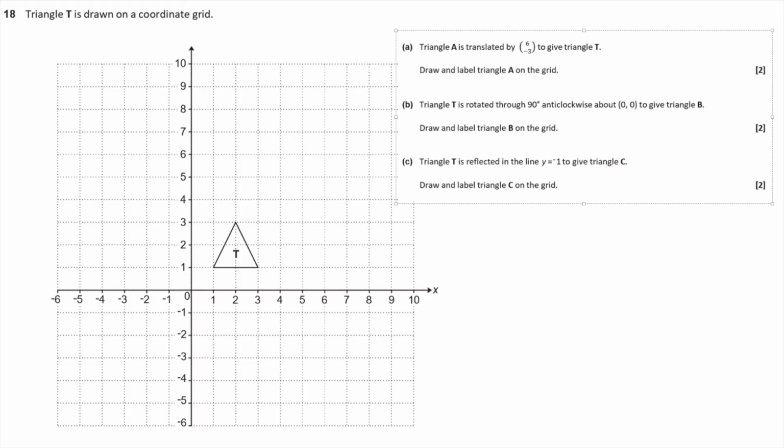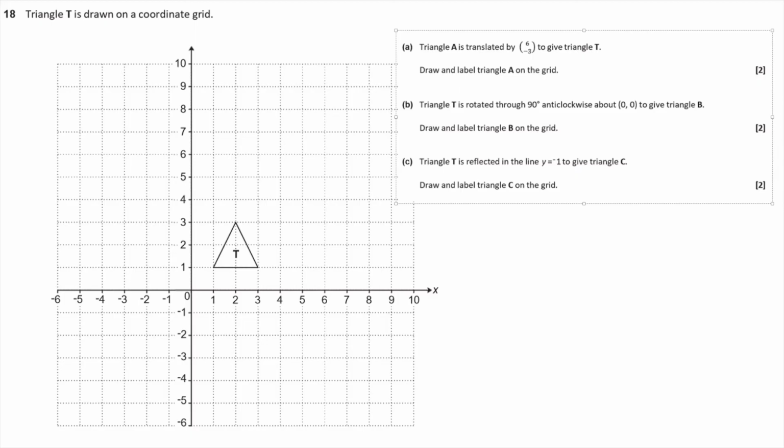Now, there's a bit of a twist to this one because it says A is translated to T. So we have to work backwards to work out where A was, so that when we translate it by (6, -3), we get to T. So we're going to have to go backwards on this one. Rather than, (6, -3) would normally be 6 to the right and 3 down, we're going to have to go 6 to the left and 3 up here to find where A was, so that when it's translated, it lands on T.